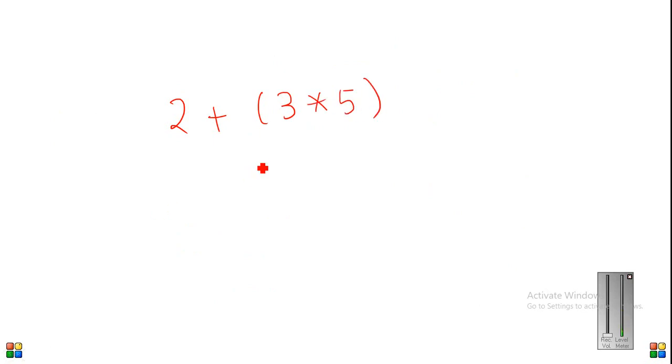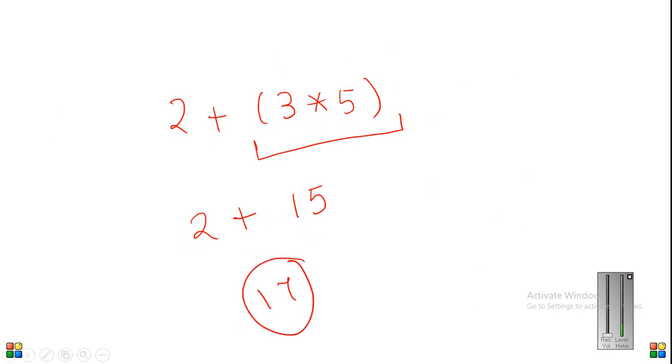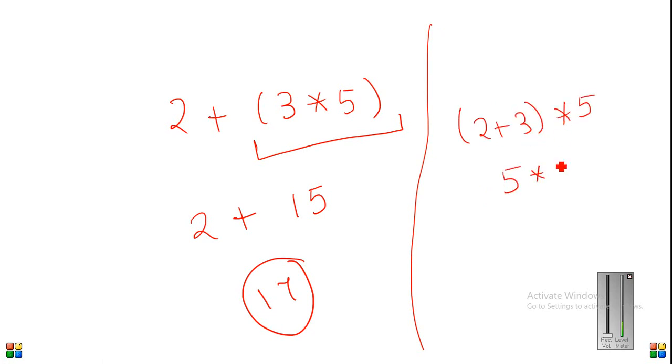So now we know that the bracket needs to be operated first. Now it is clear that 3 into 5 is 15 and the answer is 17. Now there is no more confusion. Similarly, for the other expression, I will write (2 plus 3) multiplied by 5. So this becomes 5 multiplied by 5, which is 25.